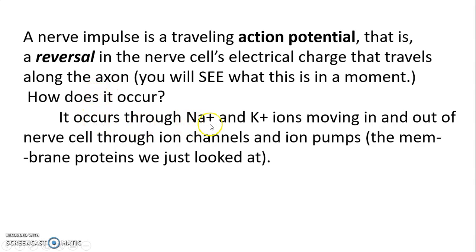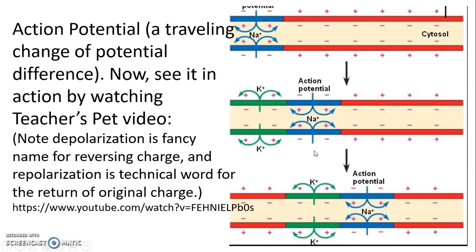It happens through sodium and potassium ions moving, right? In electric current, electrons are moving. In electrochemical impulses, what's moving? Sodium and potassium ions are moving in and out of the cell. And they're moving through those channels and pumps, those membrane proteins that we just looked at now.